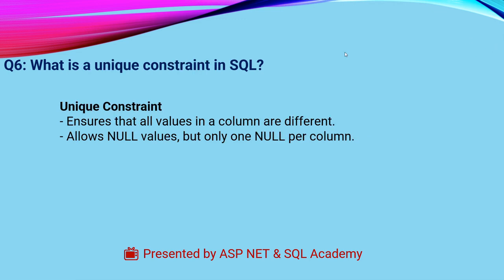A unique constraint in SQL ensures that all values in a column are distinct. While it prevents duplicate values, it allows null values, but only one null is allowed in a column with a unique constraint.